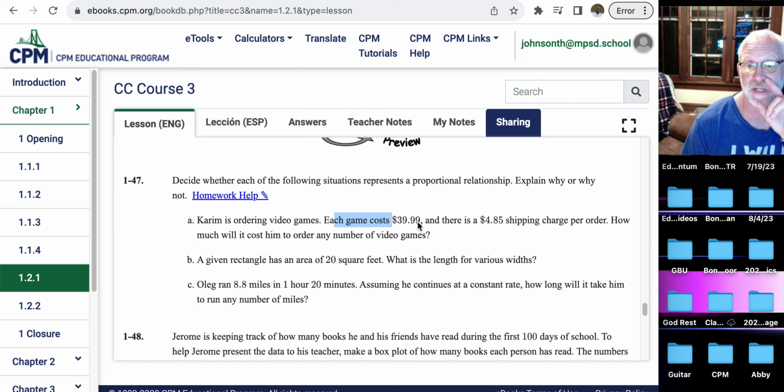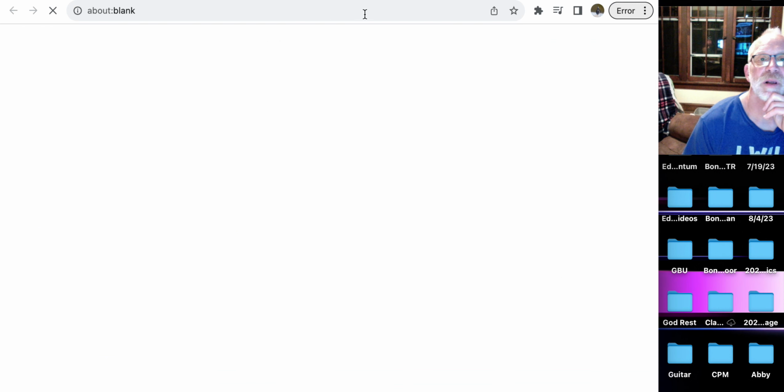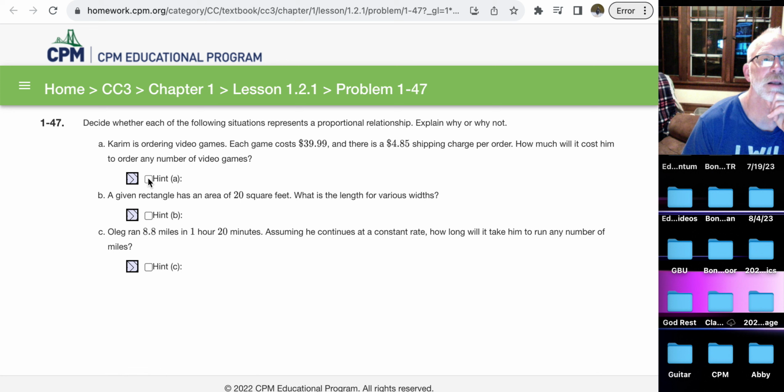Each game costs $39.99, and there's a $4.85 shipping fee per order. How much will it cost to order any number of video games? Is that proportional? A given rectangle has an area of 20 square feet. What is the length for various widths? Is that proportional? Olga ran 8.8 miles in 1 hour 20 minutes. Assuming he continues at a constant rate, how long will it take him to run any number of miles? Is that proportional?